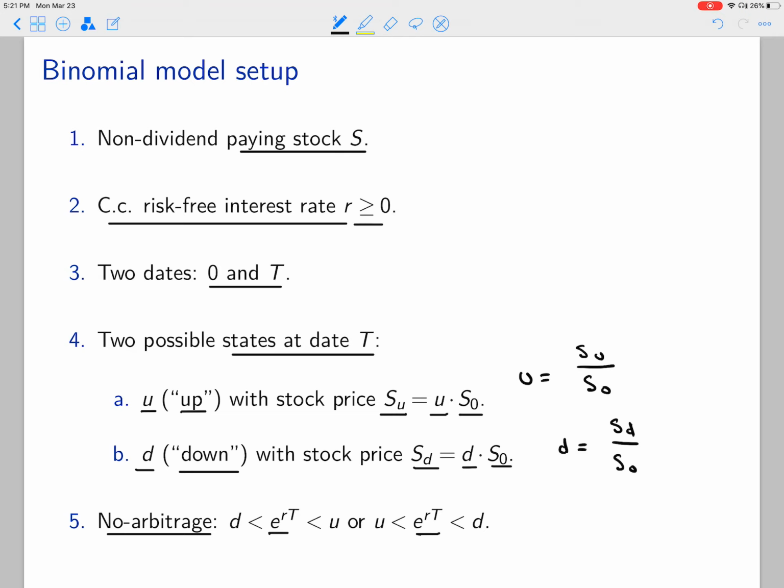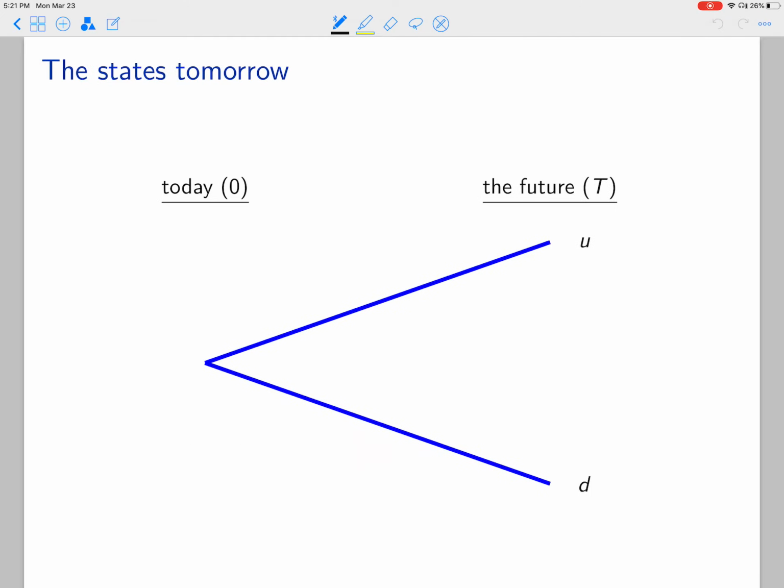Okay? This is kind of abstract. I prefer to look at the binomial model visually. I think it's the best way to understand it, and we'll do so with 3 slides. In the binomial model, there are 2 dates, today, date 0, and the future, date T, no different than what we've been working with in class so far. Everything at date 0 is known to us. It's a singleton point right here. We know exactly what's going on.